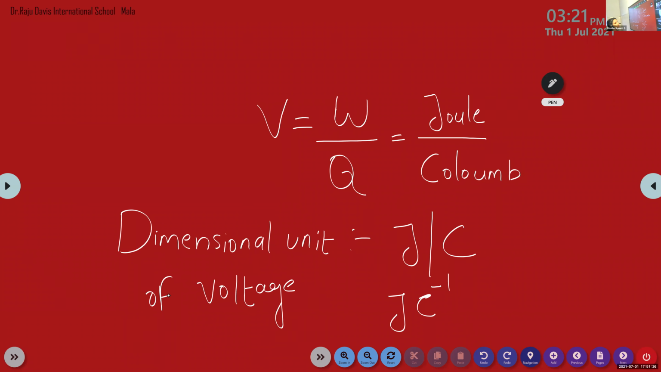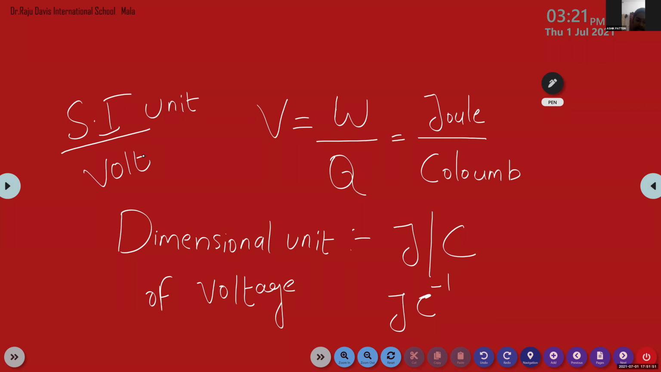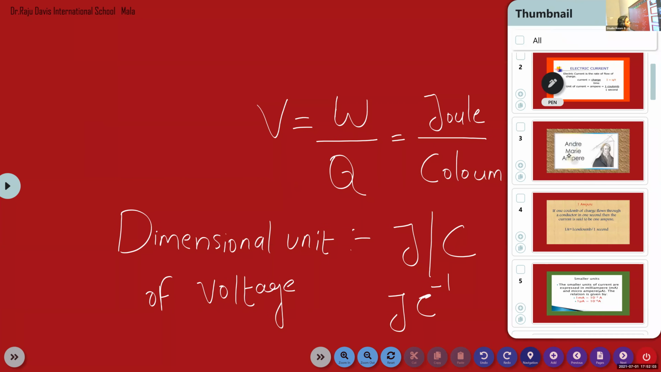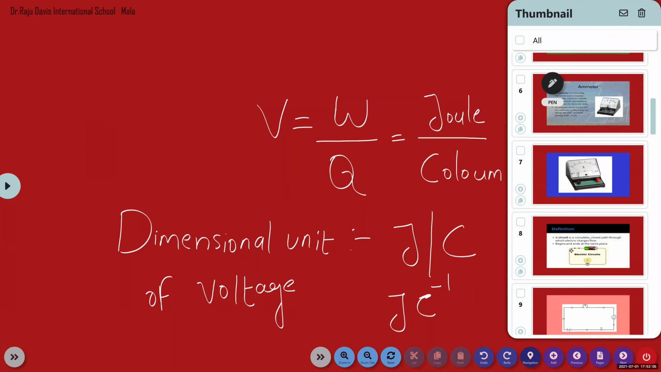And the SI unit of voltage is volt. Then what is watt? Volt is named after a physicist, Alessandro Volta.